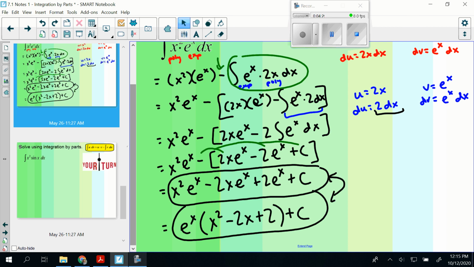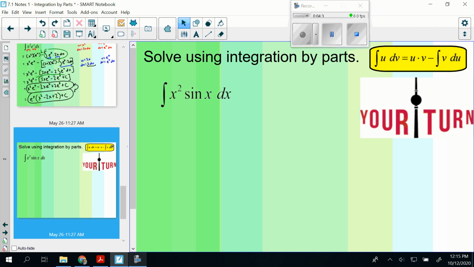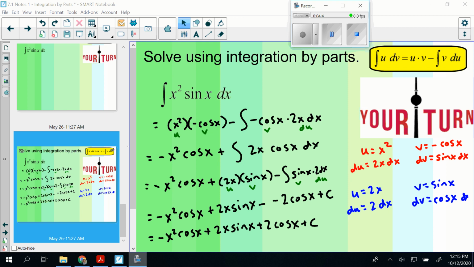All right, let's have you try one out here. See if you can pause the video and do integration by parts in this one. You will need to do it twice, kind of like the last problem, in order to get the answer. All right, let's see how you did here.